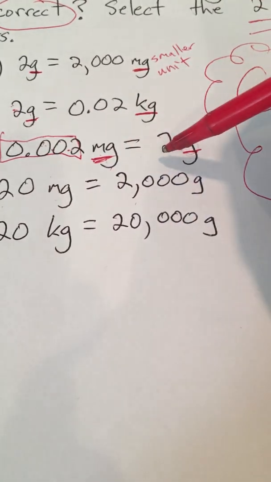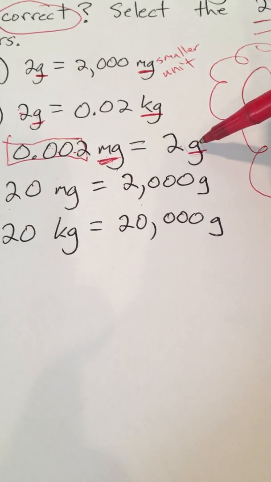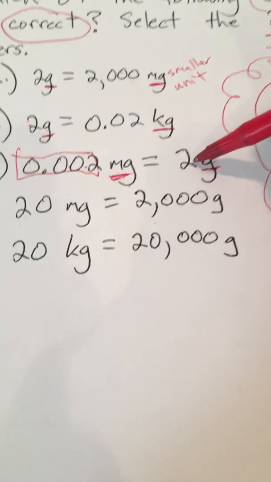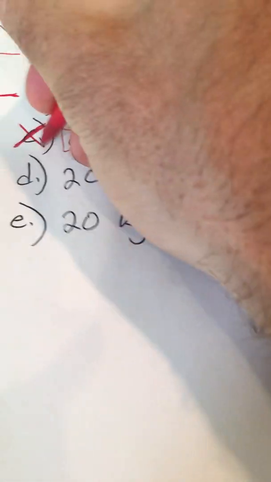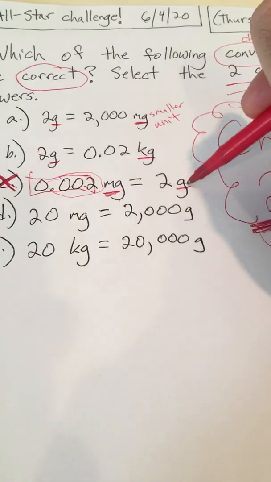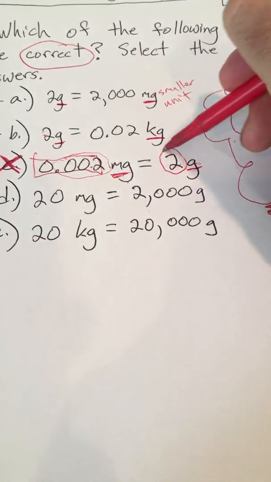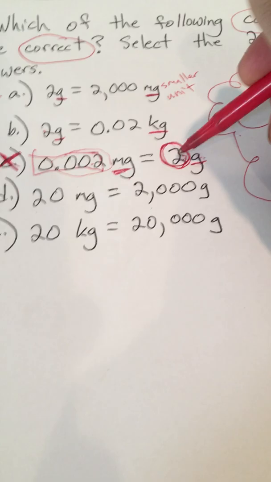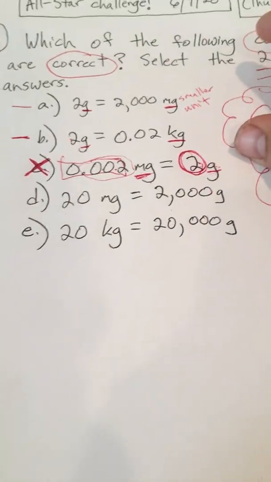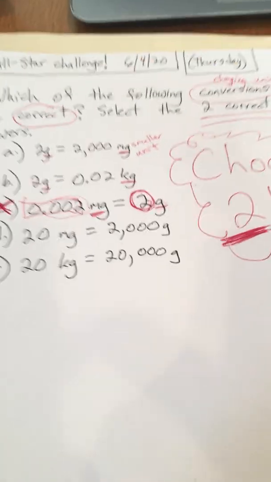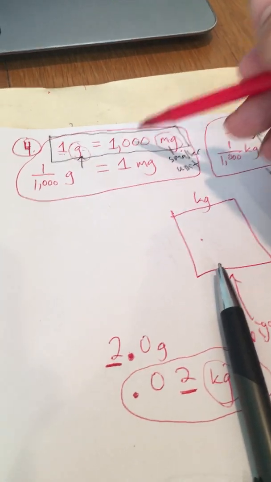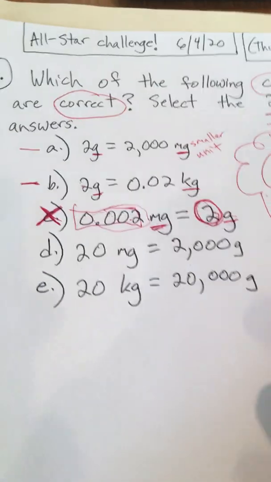0.002 is much smaller than just 2. And grams are a bigger unit, and it has a bigger number of them. 2 is bigger than 0.002. So that can't be correct. Because the bigger unit needs to have a smaller number when in fact 2 is a bigger number than 0.002. So right away I know C isn't right, can't be right. I'm just using that mentality of smaller unit, bigger number. Bigger unit, smaller number. Okay?